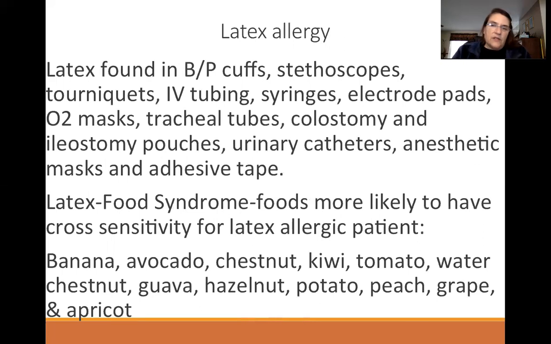All right, so let's talk about latex allergy because this is a hot topic for healthcare workers. We work around a lot of items that have latex in it, and this list is pretty extensive. I'll let you read through it.